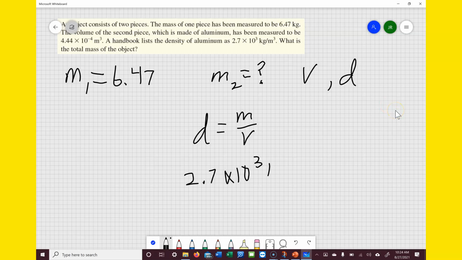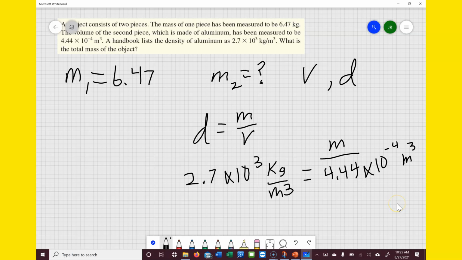All right, so this is kilograms. I'm just going to do some unit analysis here. Per meter cubed equals the mass divided by the volume, which is 4.44 times 10 to the negative 4 meters cubed. Okay, so what do I do to solve for mass? All right, I multiply by 4.44 times 10 to the negative fourth on both sides.